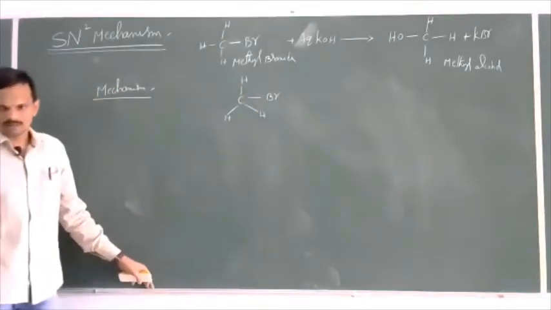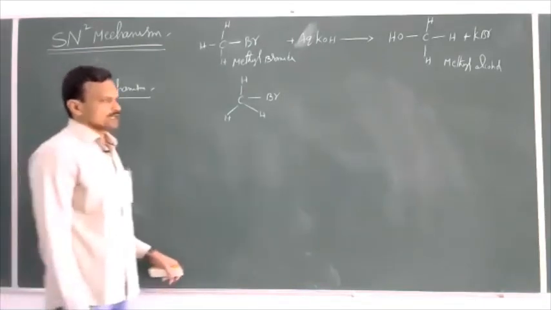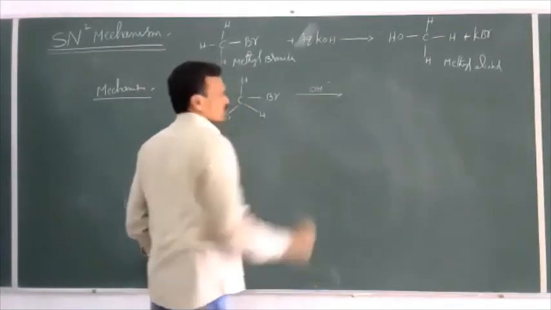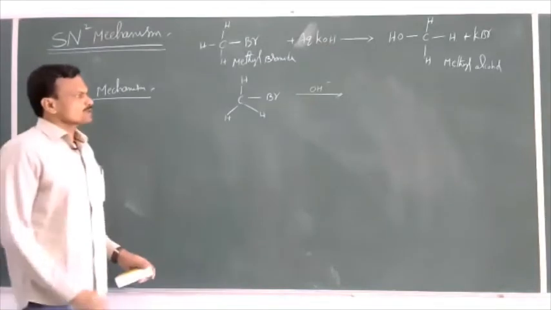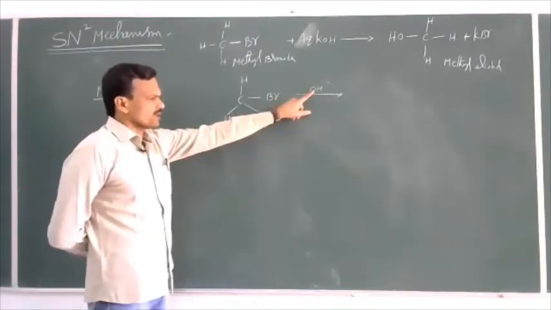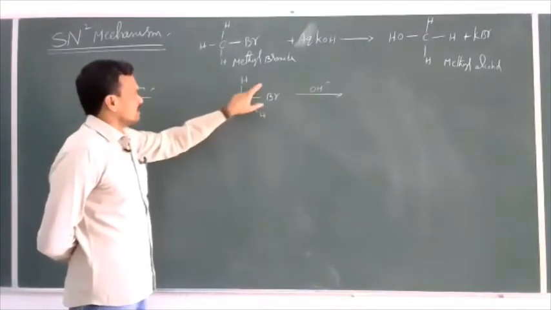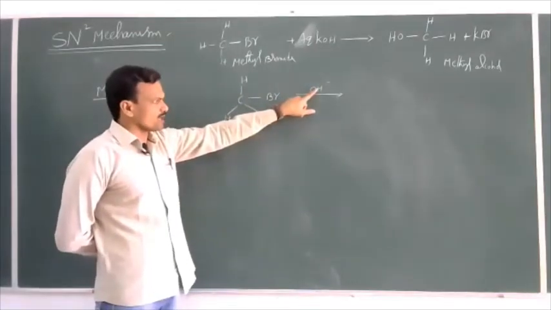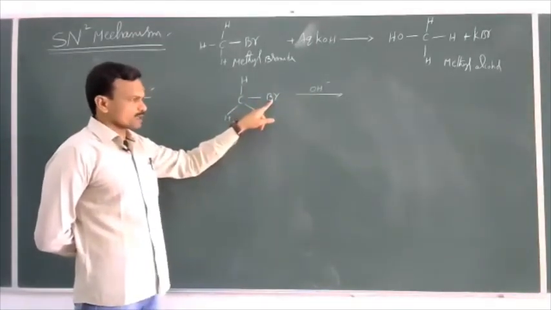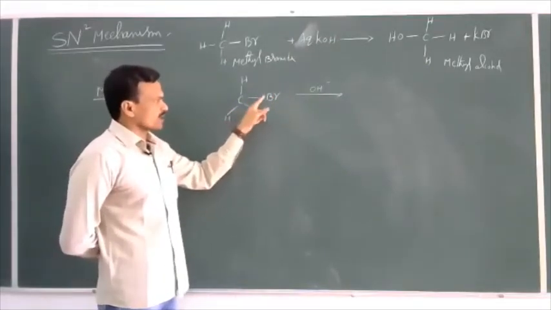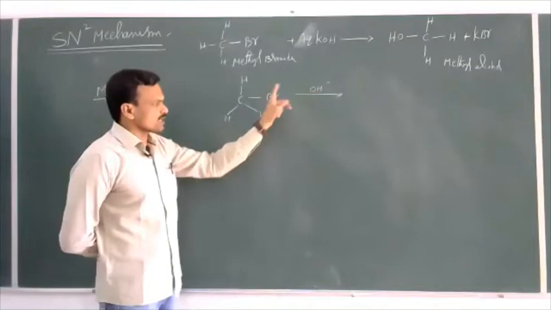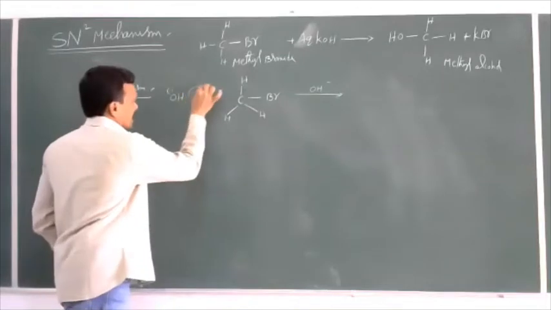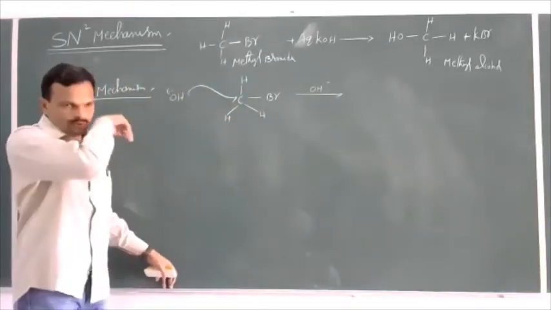This is methyl bromide. Now here, it will be attacked by OH minus first. The nucleophile OH minus cannot attack from the front side. Why? Because while this new OH minus nucleophile approaches from the front side, there is repulsion between the existing nucleophile and the attacking nucleophile. So rather than attacking from the front side, the OH minus nucleophile attacks from the rear side of this carbon, not from the front side.